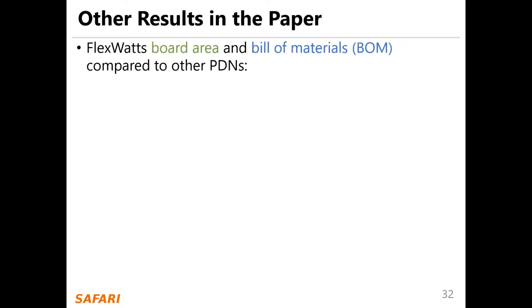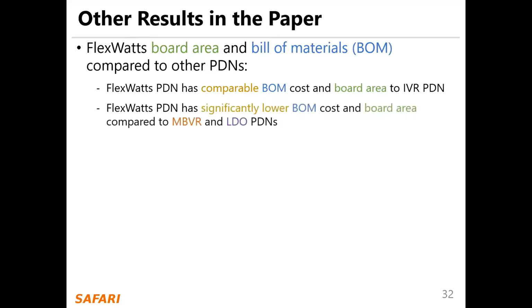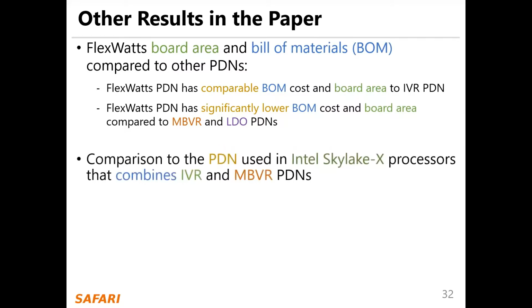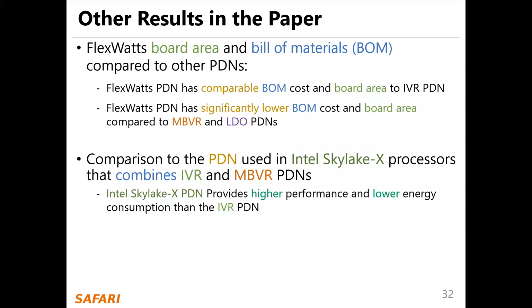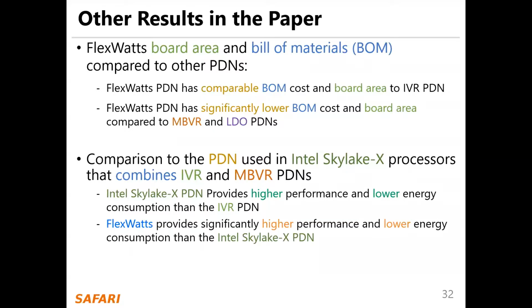For example, FlexWatts board area and bill of materials compared to other PDNs. FlexWatts has comparable BOM cost and board area to IVR PDN. FlexWatts PDN has significantly lower BOM cost and board area compared to MBVR and LDO PDNs. Comparison to the PDN used in Intel Skylake X processors, which combines IVR and MBVR PDNs: Intel Skylake X PDN provides higher performance and lower energy consumption than IVR PDN. FlexWatts provides significantly higher performance and lower energy consumption than the Intel Skylake X PDN.